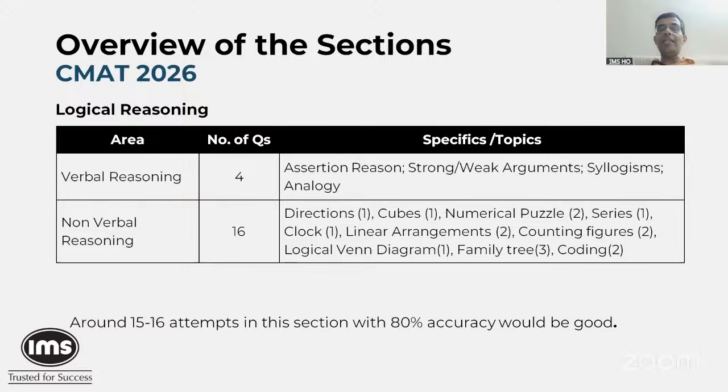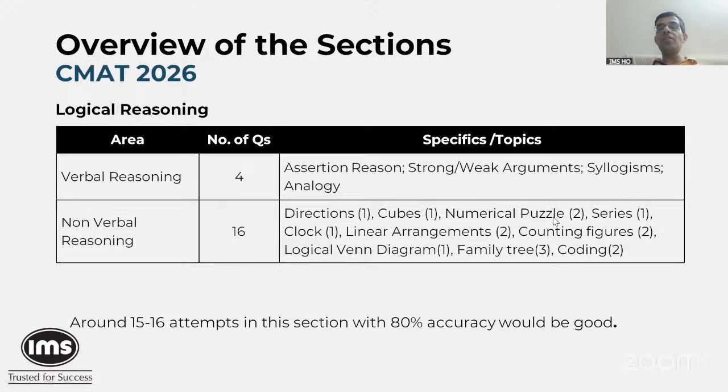So there were 3 questions on family tree, out of which one was a direct question and 2 questions were in a symbol-based family tree. And there were 2 questions on coding. There were 2 questions on linear arrangement. There were 2 questions on counting the figures. So you have to count the number of pentagons and number of triangles in a given figure. Then there was one question on clock, one question on directions, one question on cubes.